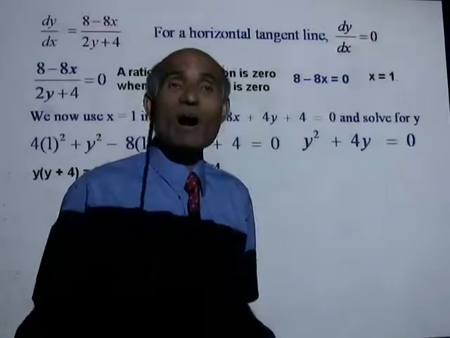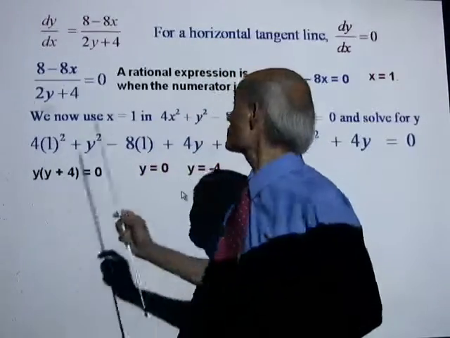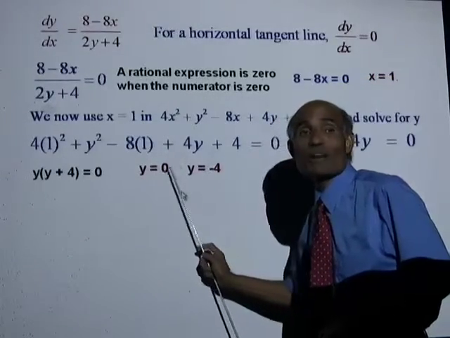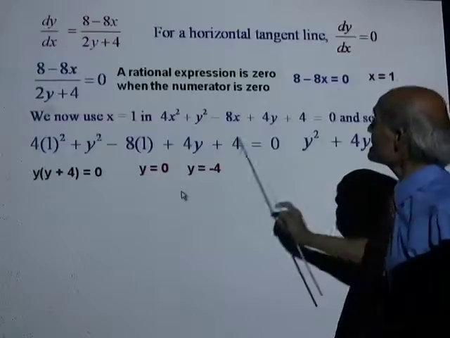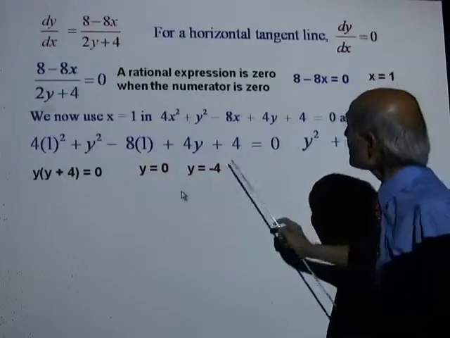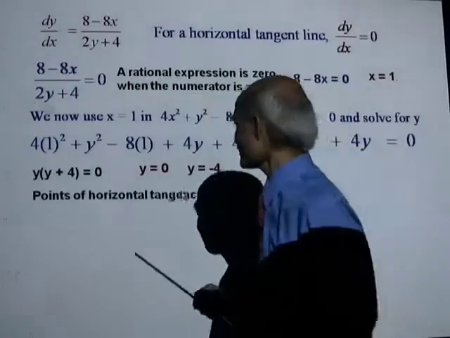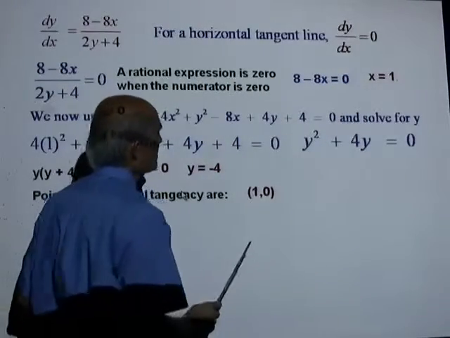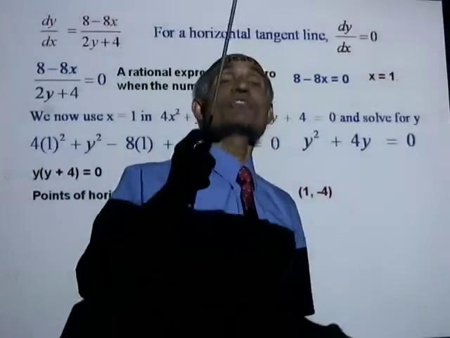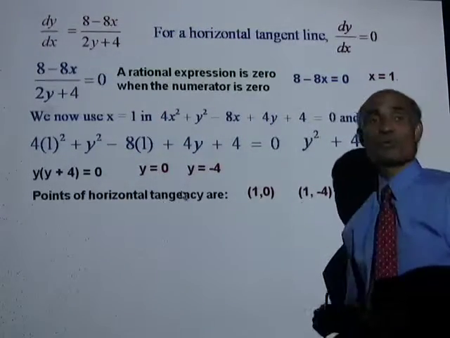So tell me, what are the points of horizontal tangency? Horizontal tangency occurs at x equal 1 and at these two y values. That means 1, 0 is a point of horizontal tangency, and 1, negative 4 is another point of horizontal tangency. So we have 1, 0 and 1, negative 4 are 2 points. That means there are 2 horizontal tangents and they occur at these 2 points.